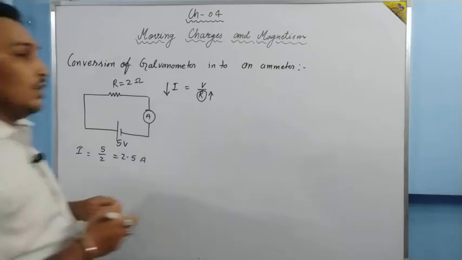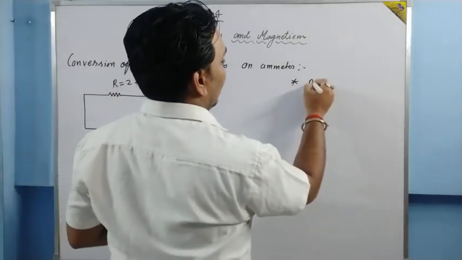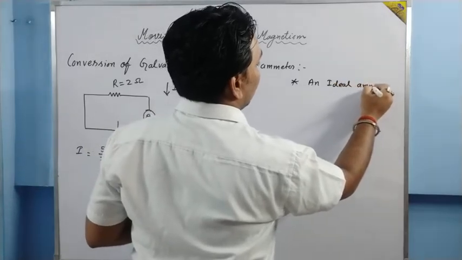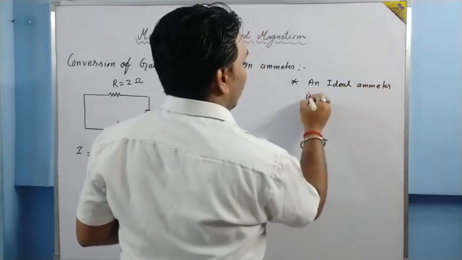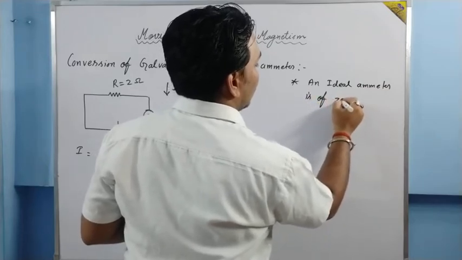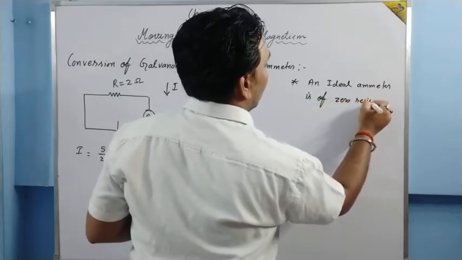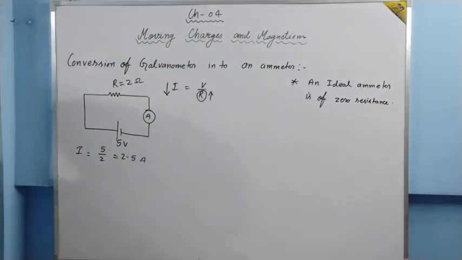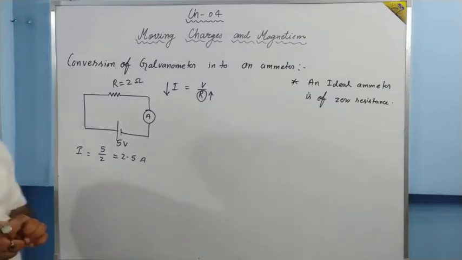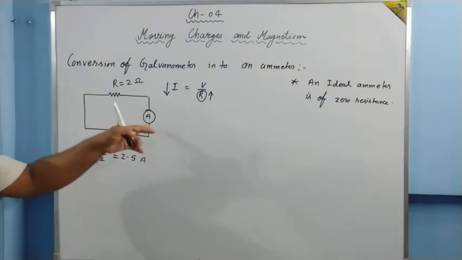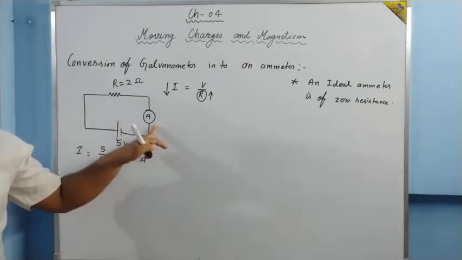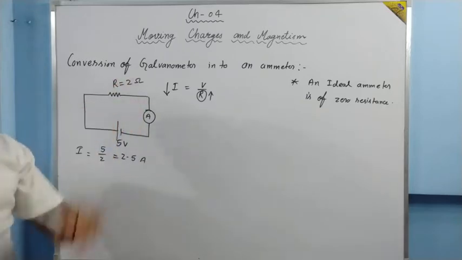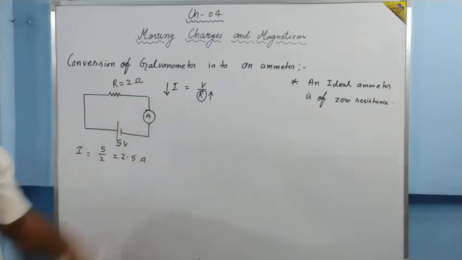So what we say is that an ideal ammeter is of zero resistance. Zero resistance. This is a very important point. An ideal ammeter is of zero resistance, so that it does not have a potential drop across itself, and whatever current is flowing through the resistance, we can measure that current only. This point is very important.